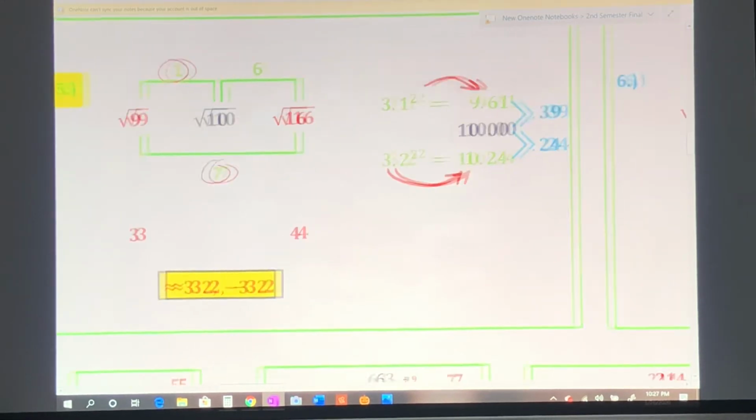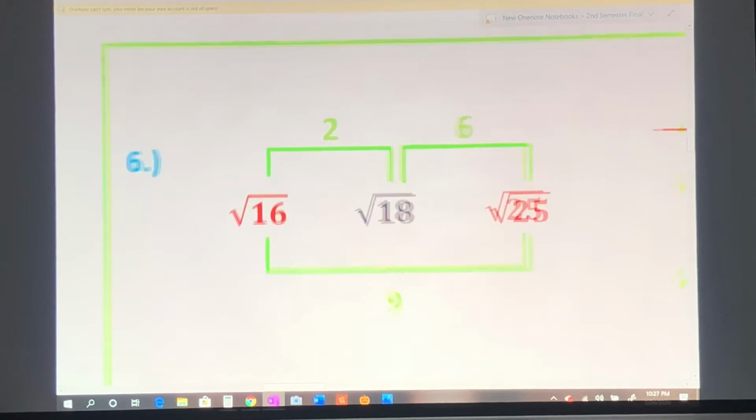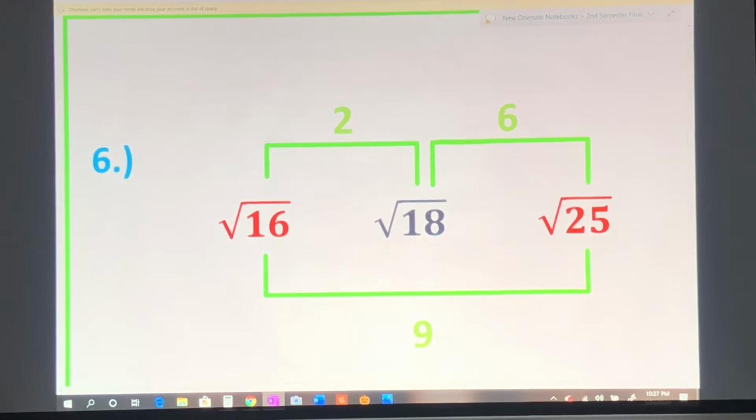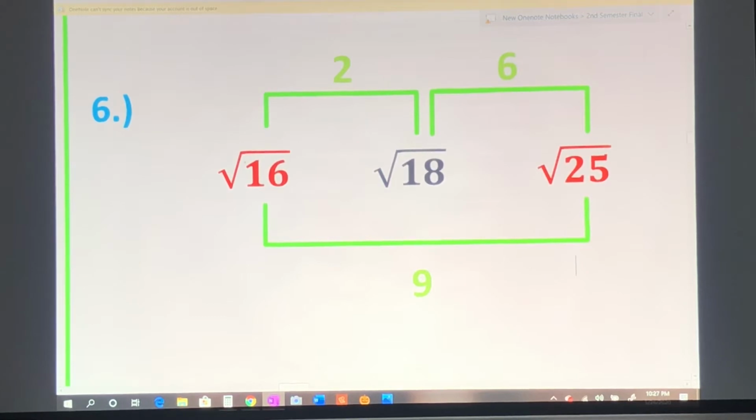Okay, number 6. Square root of 18 sits in between the square root of 16 and the square root of 25. Whichever way you go, it doesn't matter. Let's say I went 16, and 16 is 4, the next number up is 5, and if I squared it, I'd get 25. Okay, so I know it's between 4 and 5. Well, from 16 to 18 is plus 2, and from 16 to 25 is plus 9. It's 2/9.